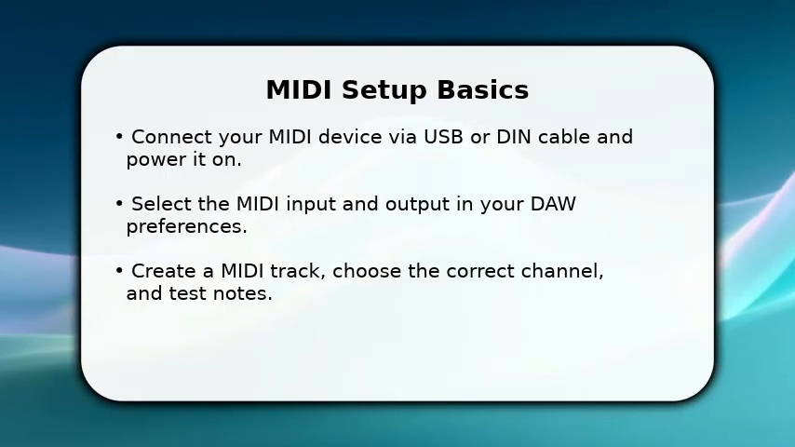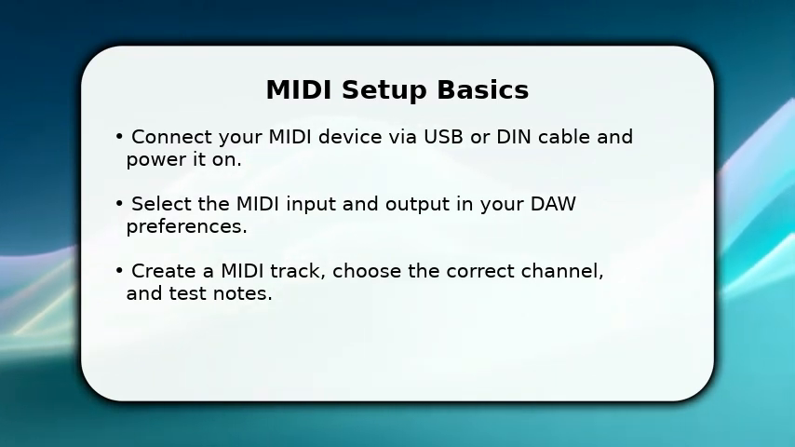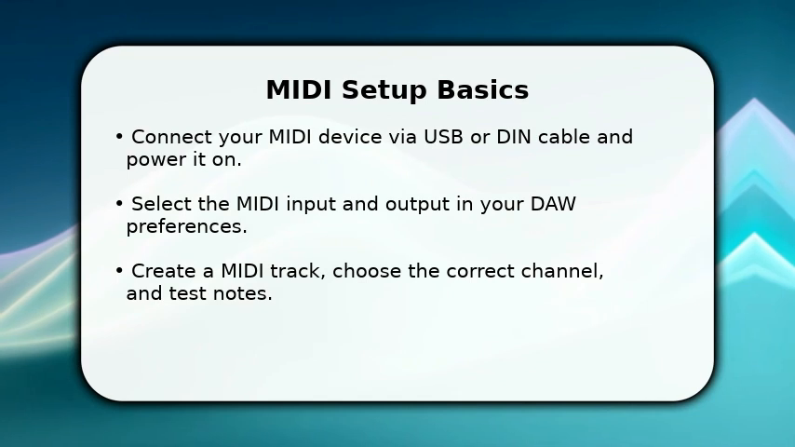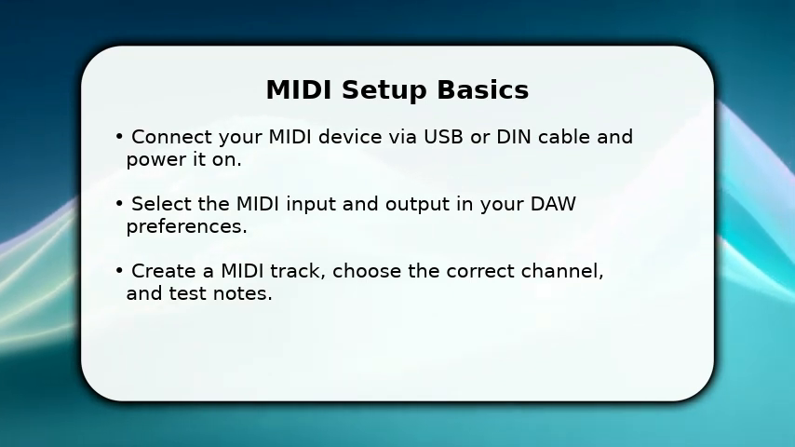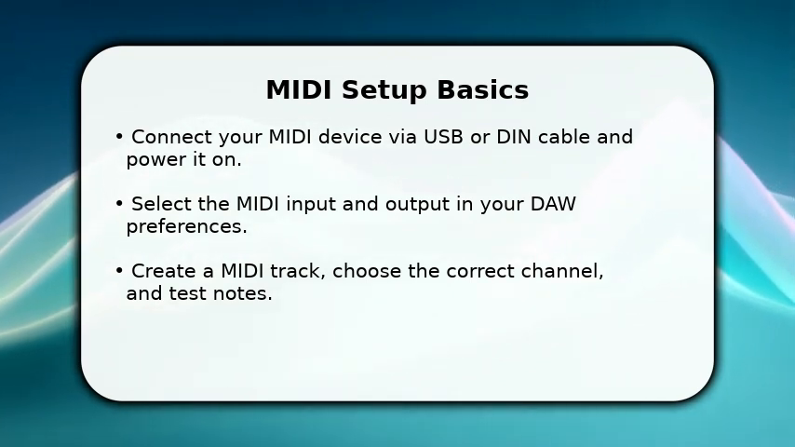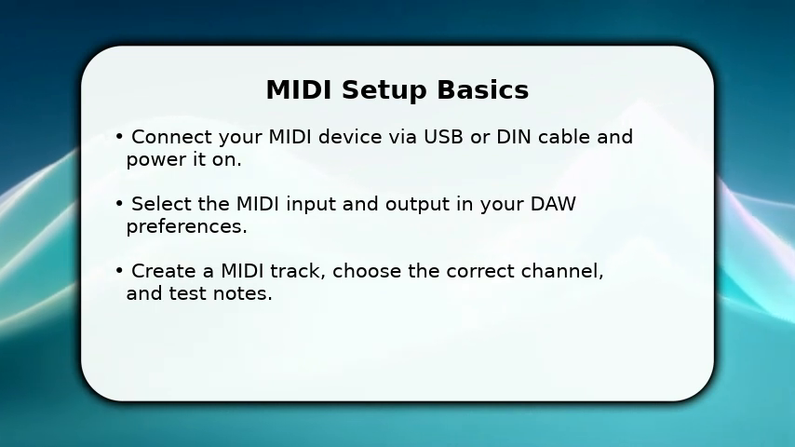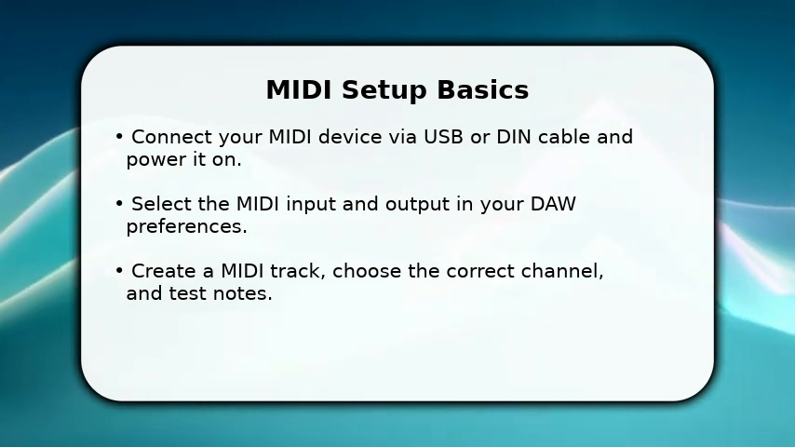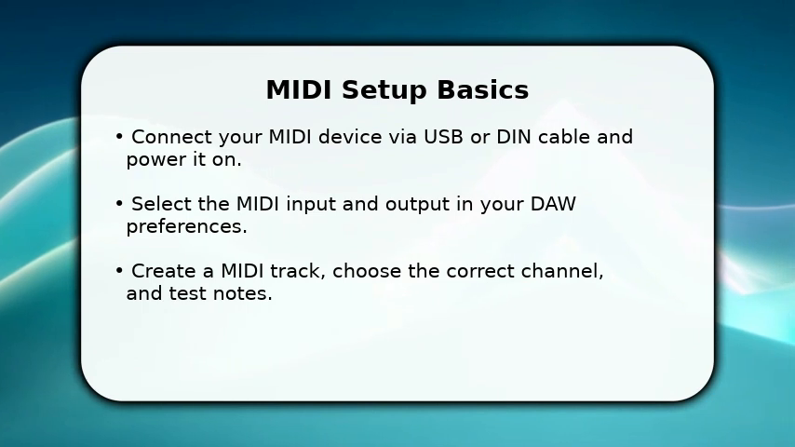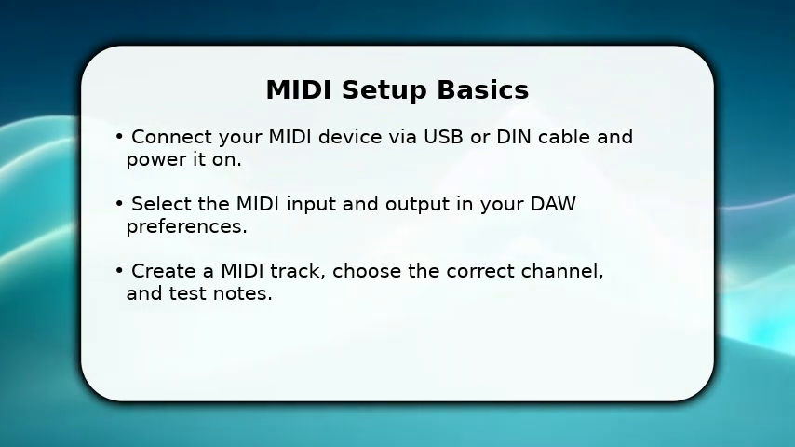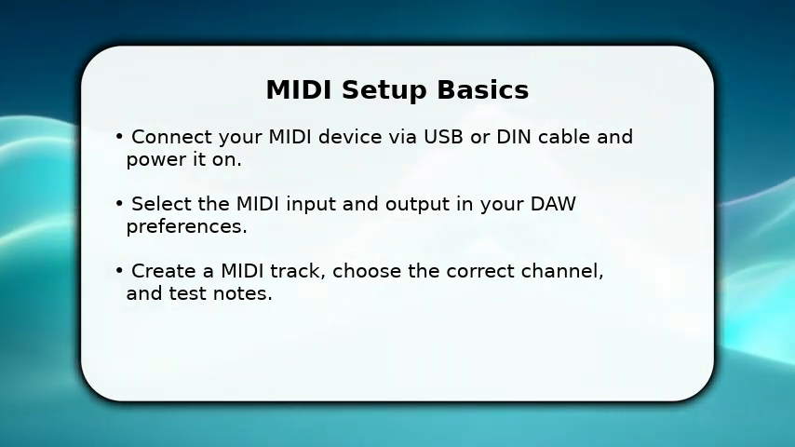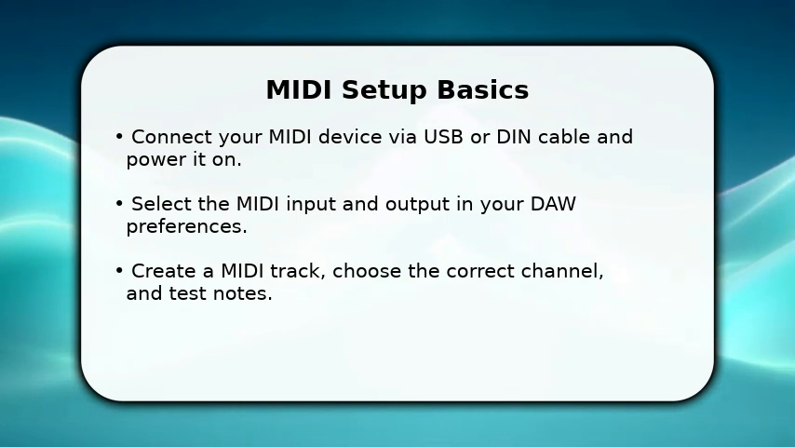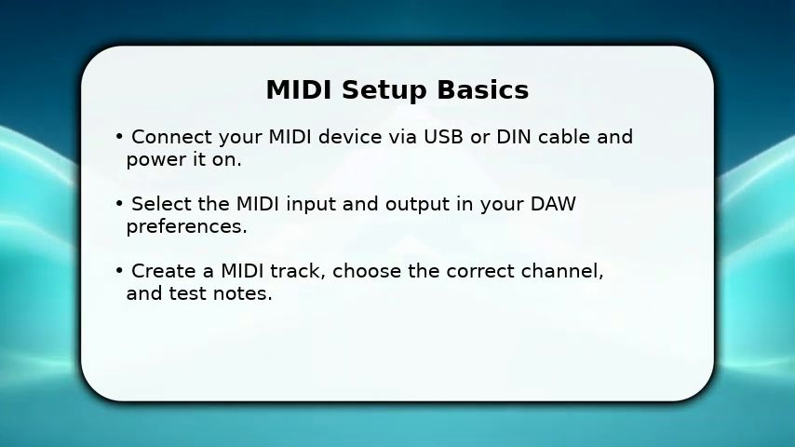In this video, I will show how to set up MIDI-only ways. First, connect your MIDI device to your computer or audio interface via USB or DIN cable and power it on. Next, open your DAW and select the MIDI input and output in Preferences. Then create a MIDI track, arm it for recording, choose the correct channel, and test notes to confirm signal flow before recording. Also enable MIDI clock if you need hardware sync.